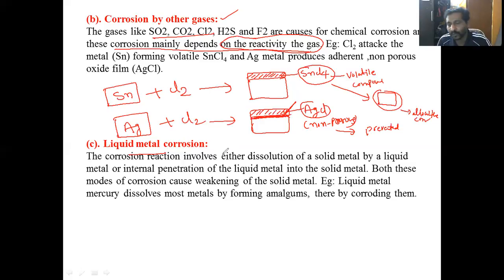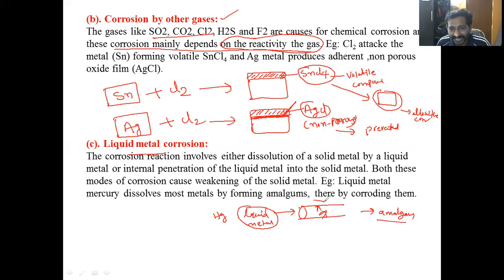Generally this happens in most industries. Liquid molten metals are passed through pipes, which will be iron pipes or steel pipes. Different pipes are used for different purposes. If liquid metals like mercury are passed through any metal, the metal will be penetrated or dissolved to form amalgams. This is one type of corrosion. Liquid metal easily dissolves most metals by forming amalgams, so the metal will be corroded.